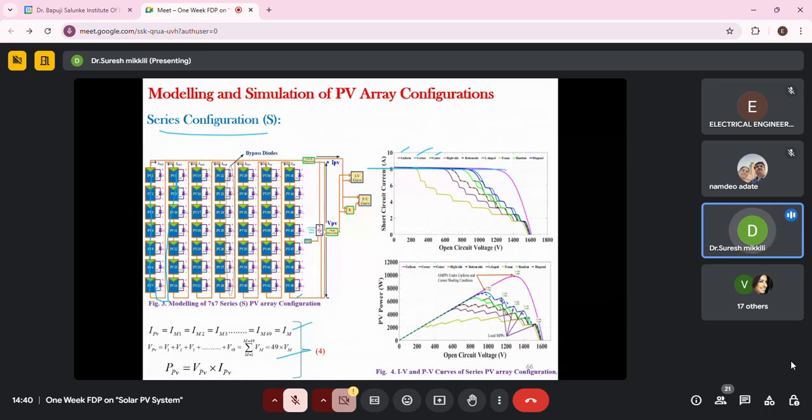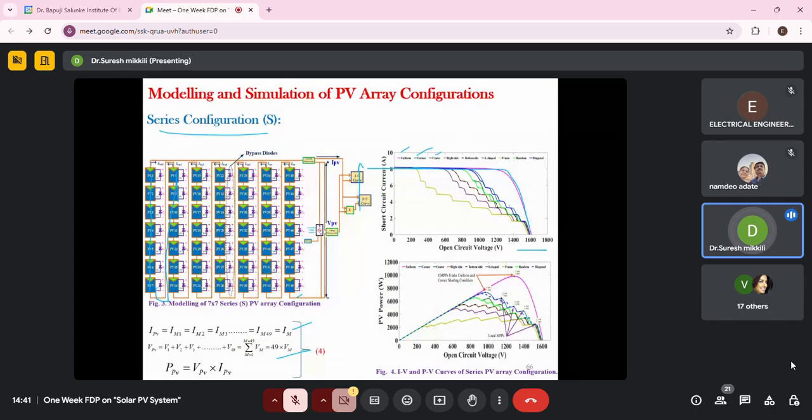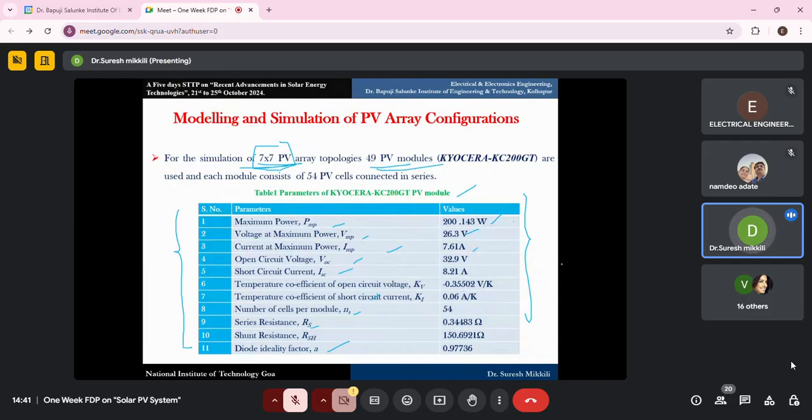So this is under uniform condition. Voltage versus current is called the IV curve. The second one is the PV curve. Try to understand this: I have taken a 200 watt module, so the power of 49 modules will be 9,800. What about voltage? You have taken 49 modules, so the voltage needs to be multiplied, 49 into VMP. How much is it?